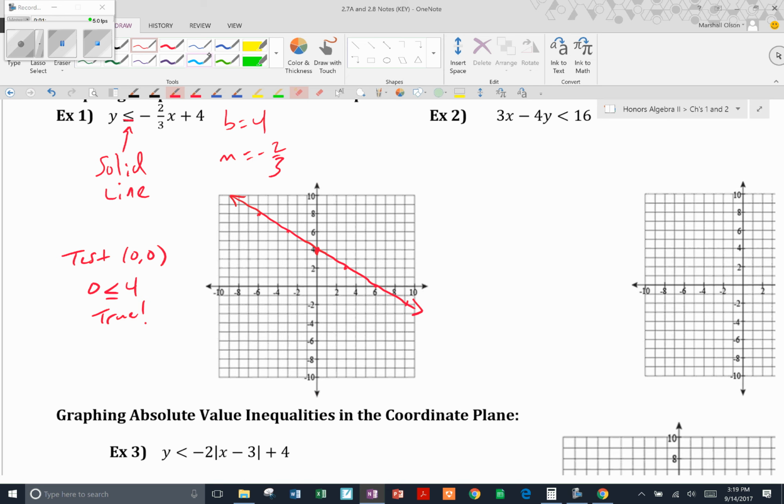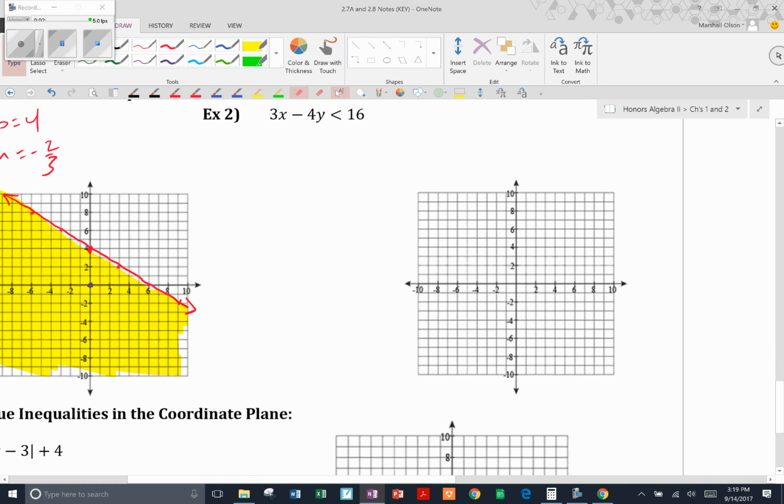0, 0 is right here. We just found out that that's a solution. That means that everything below the line is a solution. So we're going to shade everything that we have here below the line. Anything below that line is a solution, including the points on the line as well, because of the "or equal to" that we started off with.